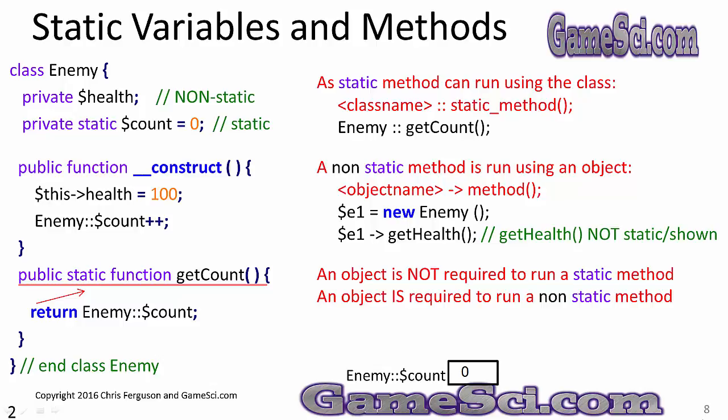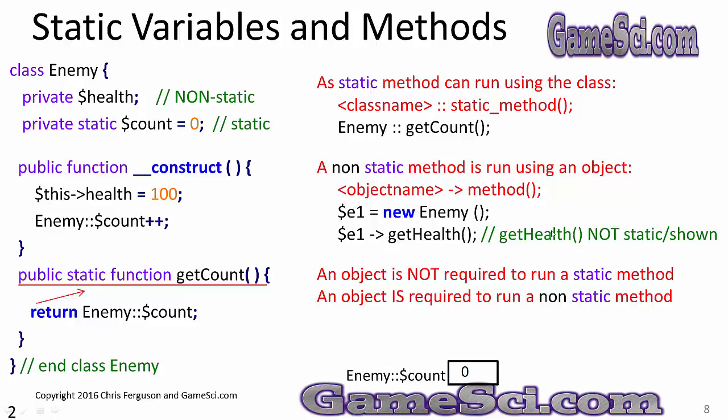A normal non-static method is run using an object. You use the object name and the arrow operator to execute the method. So this is normally how it's done. $E1 equals new Enemy. E1 would be the object. And then I'll say E1 arrow getHealth to execute the getHealth method. We've been doing that all this lecture, building objects and using objects to run methods.